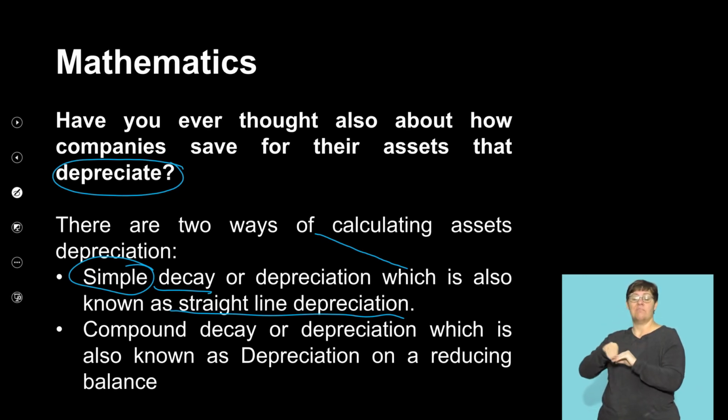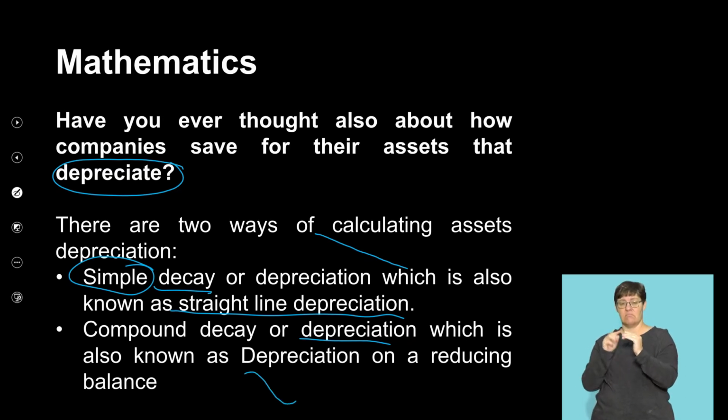Then the compound decay or depreciation, this is what we call the reducing balance. This means that yes, it is decreasing, but it might be decreasing at a lower rate somewhere because of inflation or the prime lending rate and all of that. So this is not so much of a straight depreciation. It is not depreciating at the same rate every year, although the interest rate is the same, it's not the same in terms of the amount that it takes away.